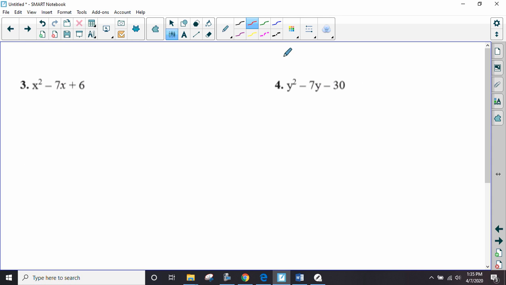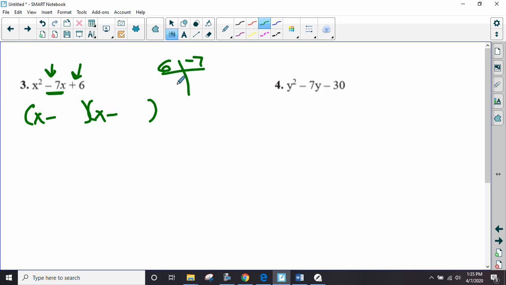Alright, on the next part, same process. If we look here, this is negative, but this right here is positive. This means that both of their signs are the same, and this tells us they're both negative. Factors of 6 that add up to negative 7. Well, negative 3 and negative 2 gives us negative 5. Our factors are actually going to be negative 6 and negative 1.